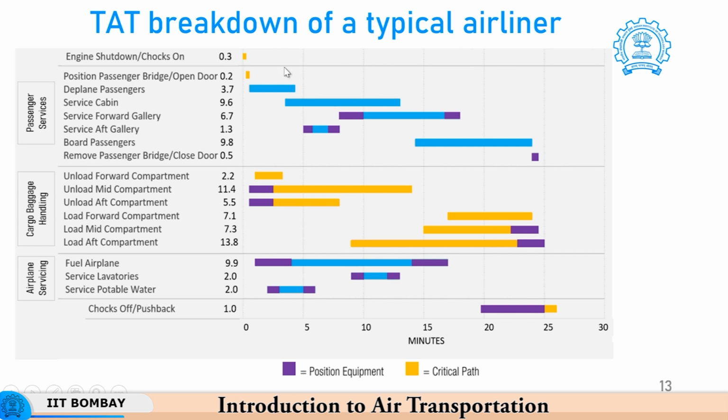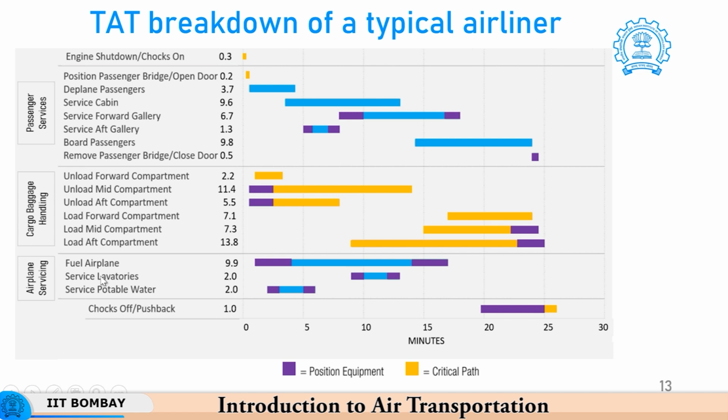So, let us have a quick look. There are three kinds of activities. There is passenger servicing, there is cabin baggage handling, both offloading and onloading, and then there are airplane servicing activities.